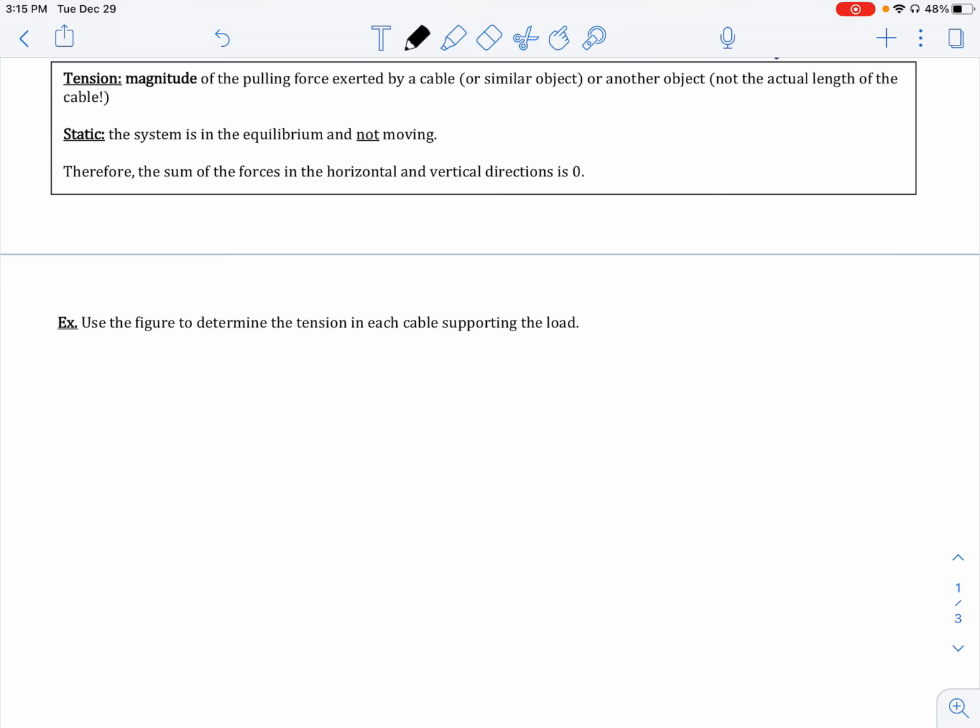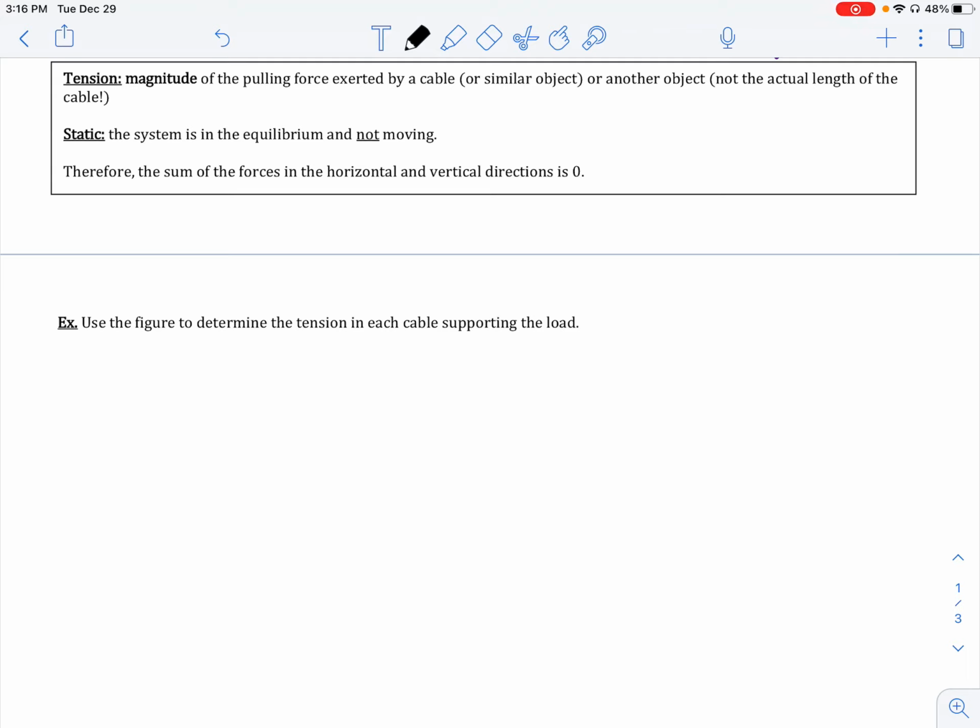It is not the length of the cable itself. It represents its pulling force. One other thing that I want to mention about these systems is the idea of the static system, which is when the system is in equilibrium and not moving. So it's when the amount of force that is exerted by the cable is equal to the force that is weighing that cable down so that it's not moving.